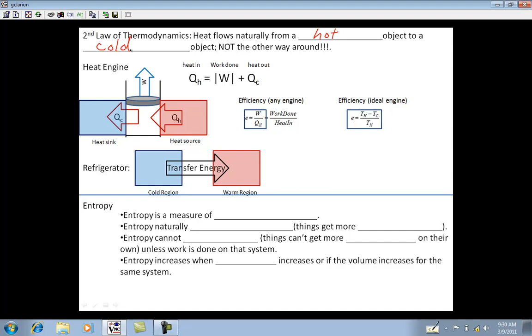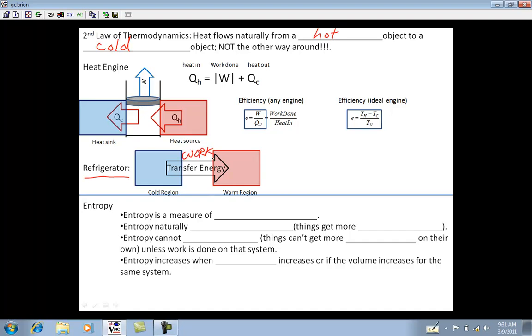The only way you can go from a cold object to a hot object is in, for example, a refrigerator. You have to do what in order to transfer energy from the cold region to the warm region? You have to do work. That's the only way you can do that.